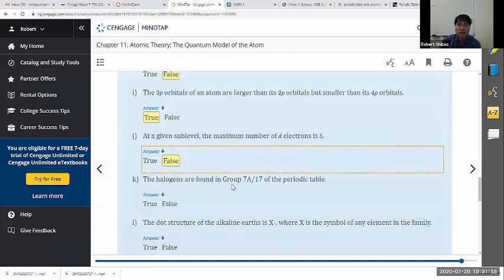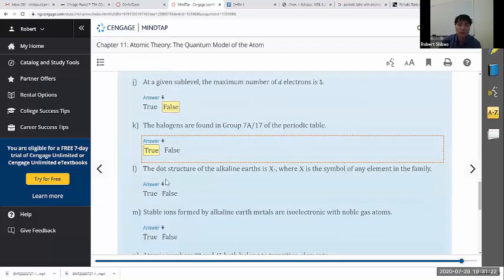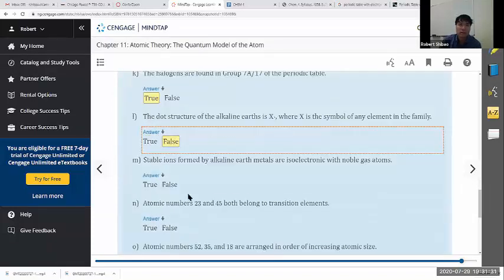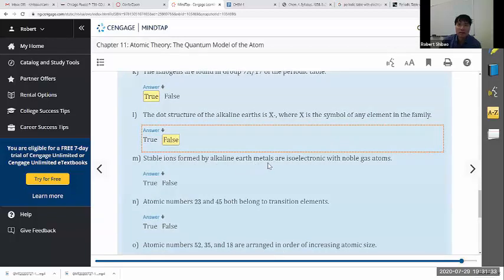The halogens are found in group 7A. That's true. The dot structure of alkaline earths, that's false. There are 2 valence electrons in alkaline earths, not 1. This would be alkaline metals. Stable ions formed by alkaline earth metals are isoelectronic with noble gas atoms. That's true.